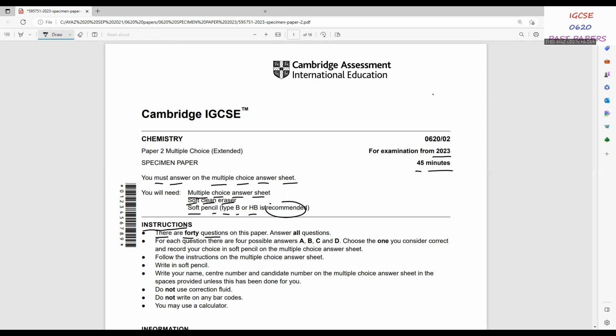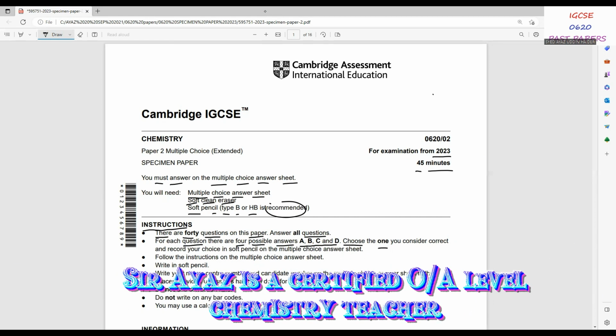There are 40 questions on this paper. Answer all questions. For each question, there are 4 possible answers, A, B, C, and D. Choose the one you consider correct and record your choice in soft pencil on the multiple choice answer sheet. Follow the instructions on the multiple choice answer sheet. Write in soft pencil.